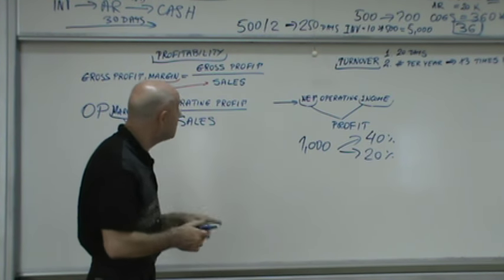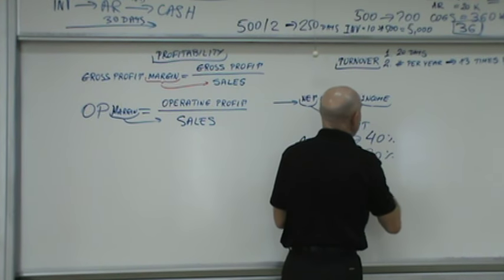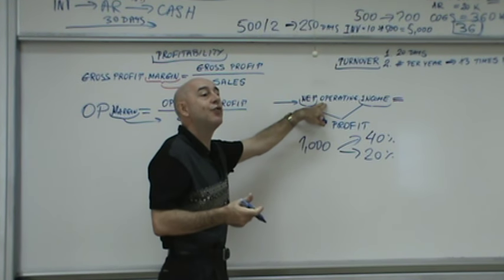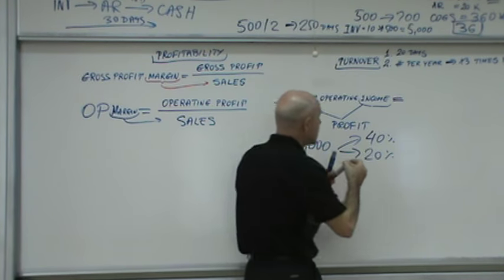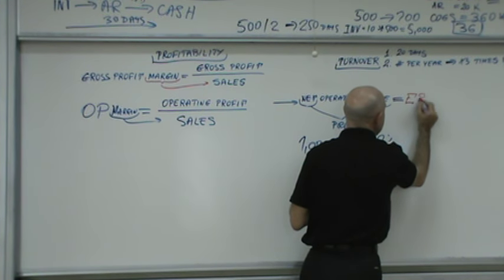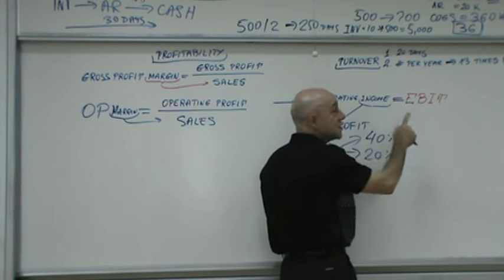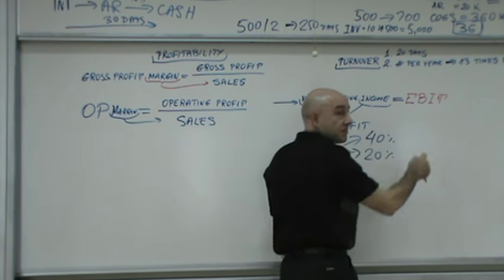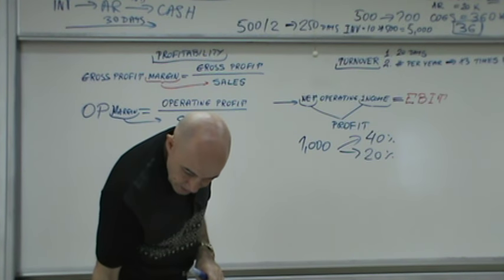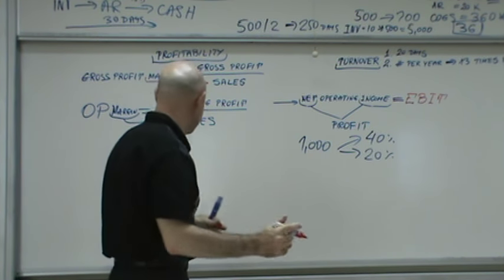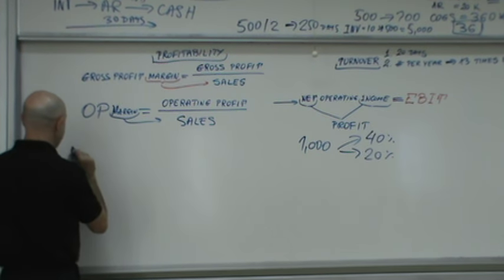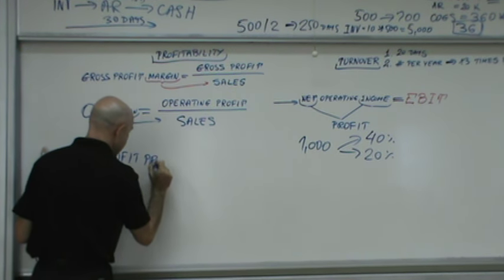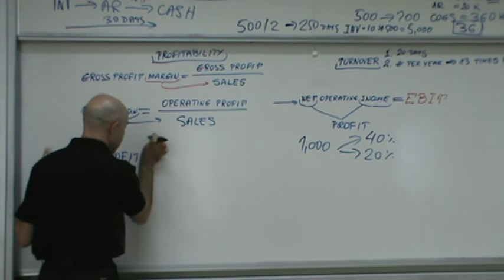All right, so that's net operating income, and let me clarify. Again, this is just repeating what I did two lectures ago. Operating income is earnings before interest and taxes. So it's actually nicely shortened as EBIT. This is earnings before interest and taxes. Okay, EBIT. Next one. Oh, net profit margin. Net profit margin. Let me write it out. Net profit margin.